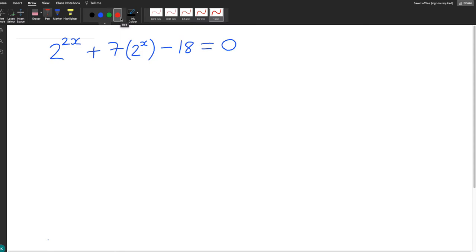To make this look more like a quadratic, I'm going to make a substitution. So I'm going to say, let y equal 2 to the power of x. If I do that, let's just have a look at what y squared would be. y squared is going to be 2 to the power of x squared, and using my index law, I can multiply the powers, which becomes 2 to the power of 2x.